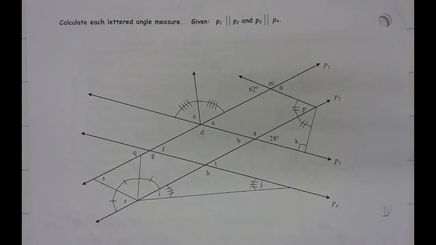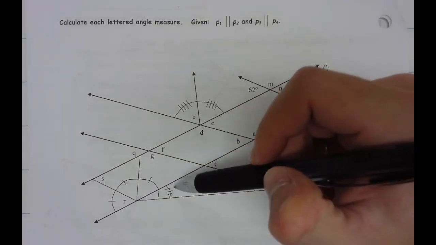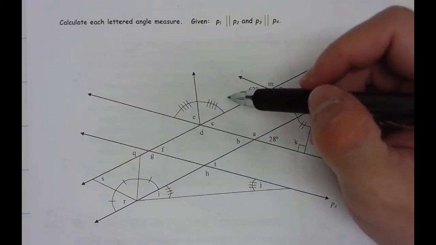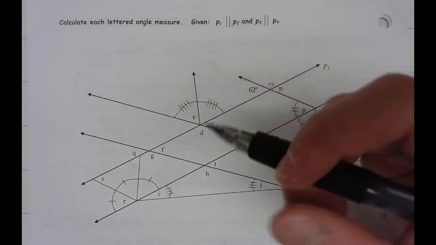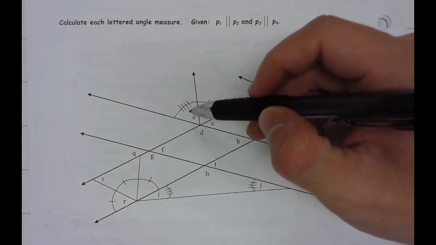One good note to make is that these hash marks in the picture will tell you which angles are equal to each other. So in this case, we see that angle E and this angle.